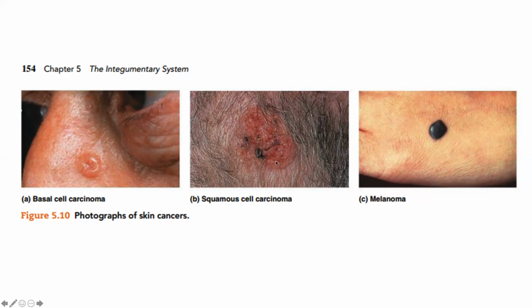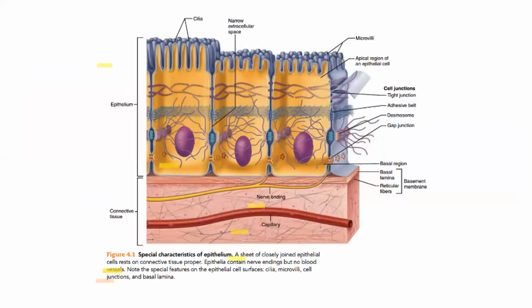Squamous cell carcinoma, which is difficult to know. And of course, melanoma, they originate from the melanin producing cell, melanocytes. And this is melanoma. So that was the last slide for the lecture.